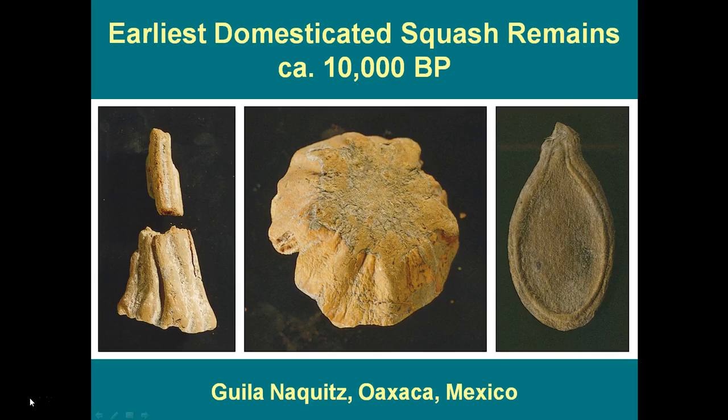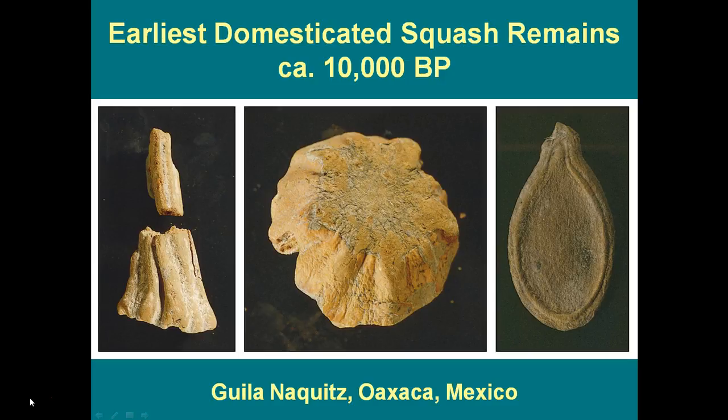From the evidence we now have at hand, it appears that squash might be one of the earliest domesticates. Evidence of its domestication is as early as 10,000 before present. This is from a site called Huila in Oaxaca, Mexico. Huila means white cliff in the Mixtec language, and it is a cave at the base of a tall white cliff. And in the center and on the left, you can see what are called the peduncle. It is that section of stem that joins to the fruit. And as the fruit gets larger, this gets larger.